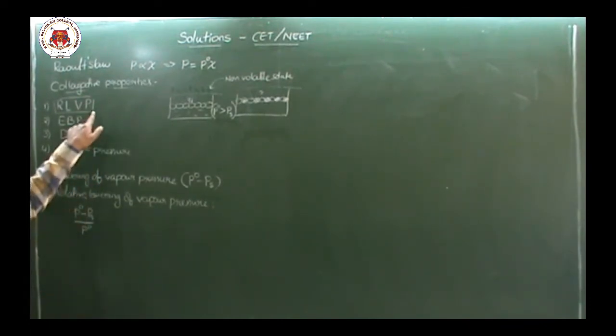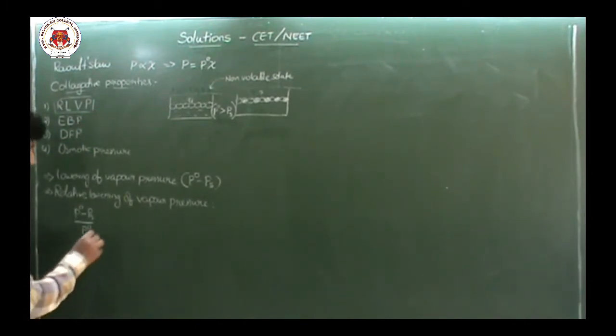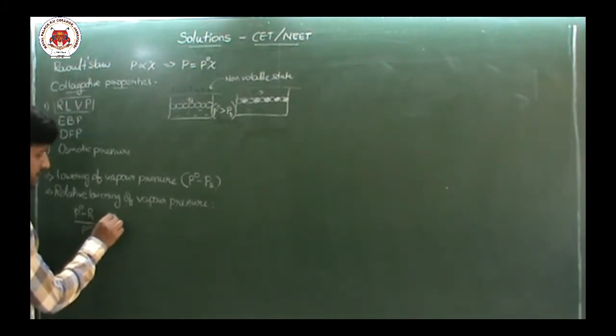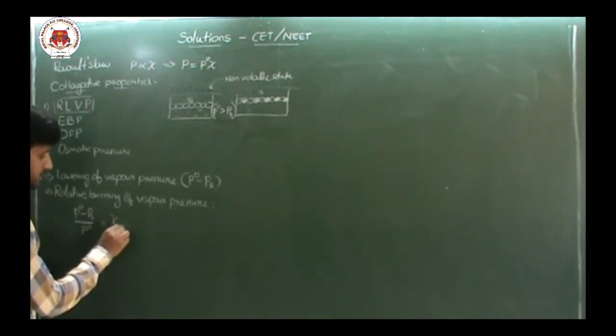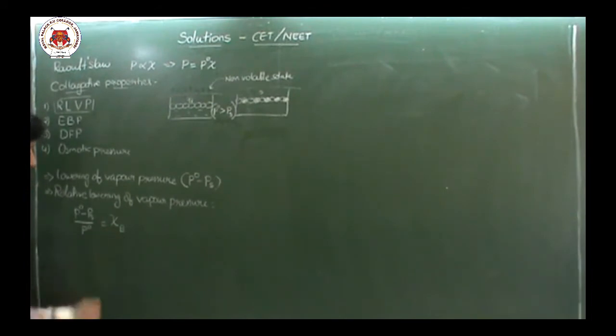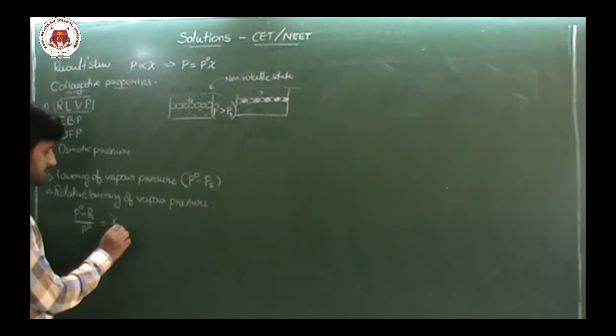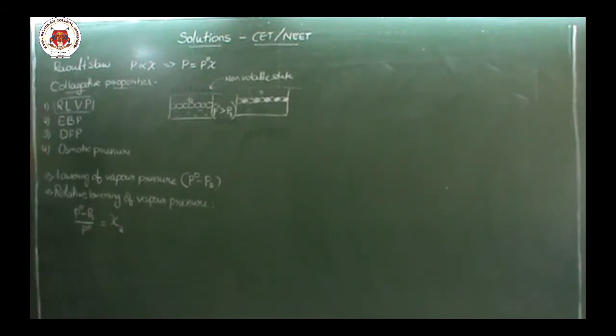And we are saying that relative lowering of vapor pressure is a colligative property. Colligative property means what? It depends upon the number of moles of solute particles in the solution. So, according to Raoult, relative lowering of vapor pressure is equal to the mole fraction of solute, let me take this as 2.